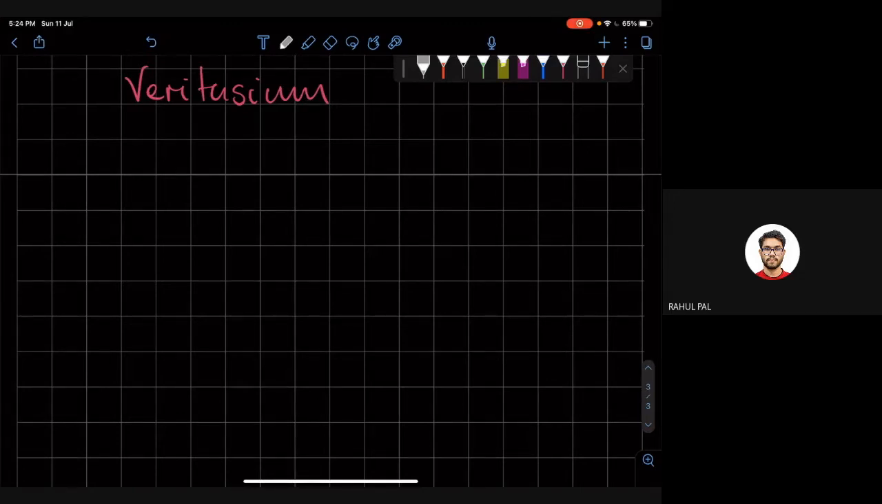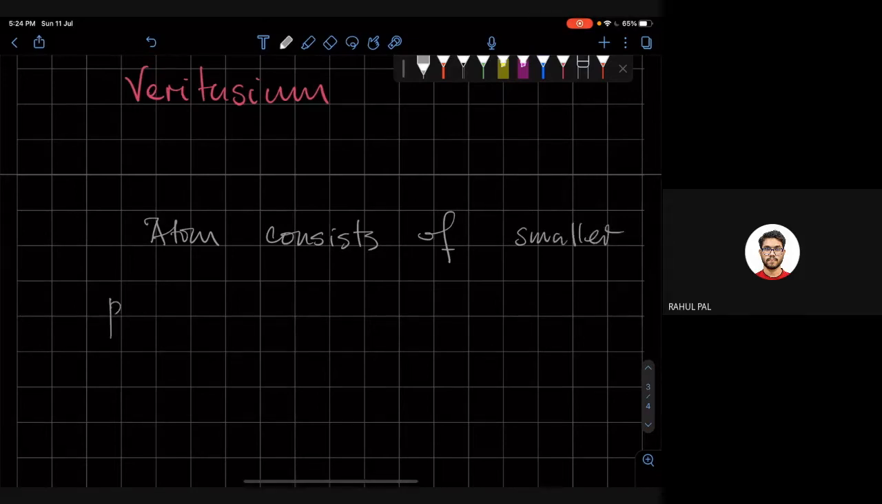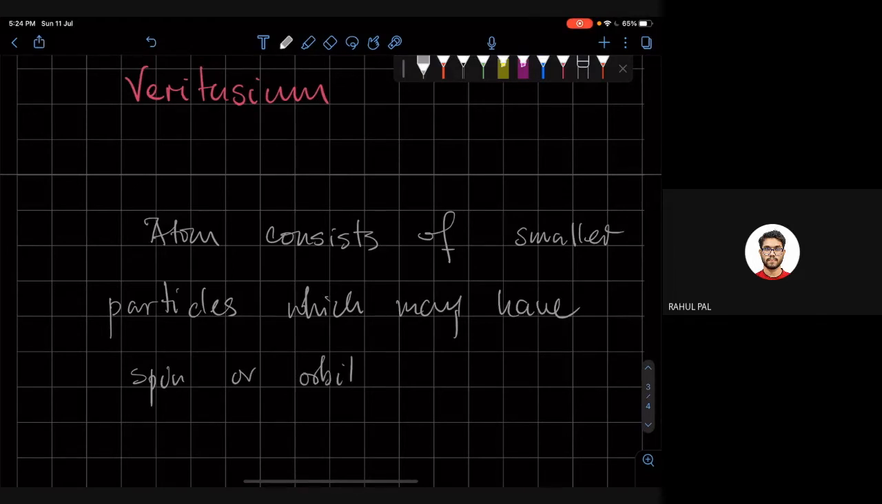Okay. All right. So for example, an atom consists of smaller particles which may have spin or orbital angular momentum, right? So we want to know how, when we combine two systems, the combined system, what kind of angular momenta and spin the combined system can have.